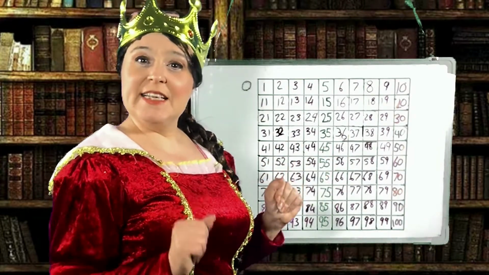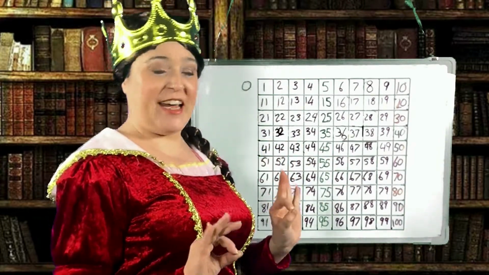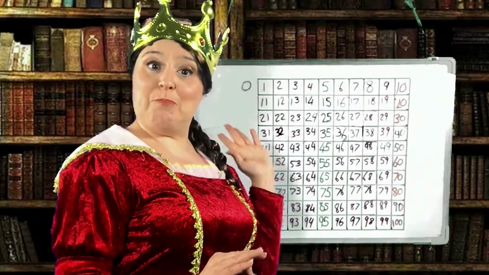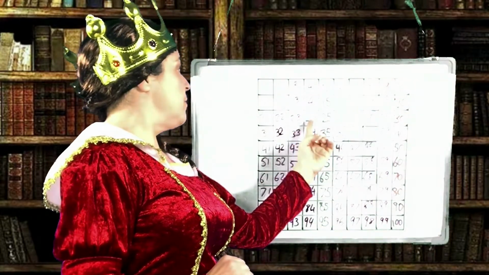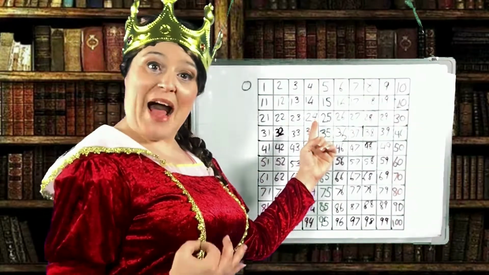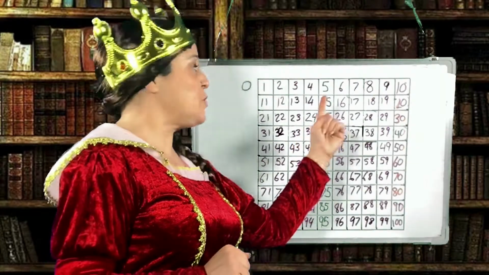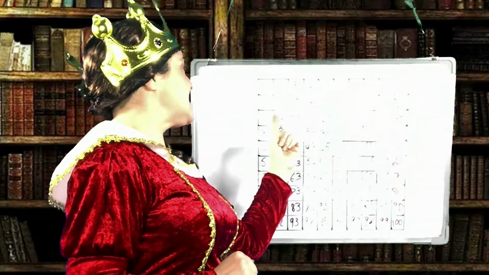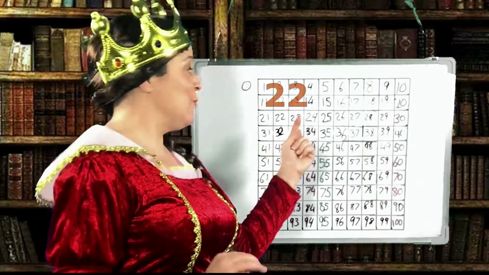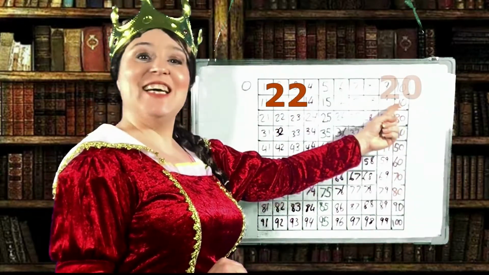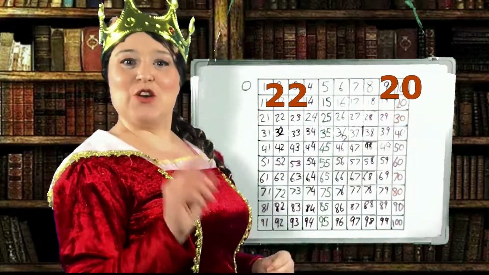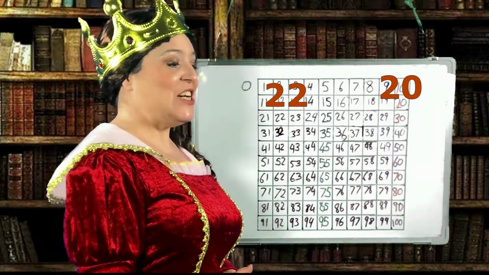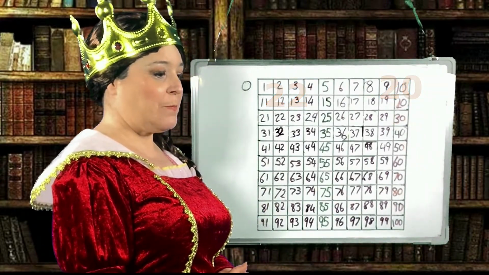Okay. Some of you found that a little bit tricky. Remember, we're counting backwards. So, counting backwards in multiples of 2 from 24, the next number will be 22, and then 20. So you should have written 22 and 20.